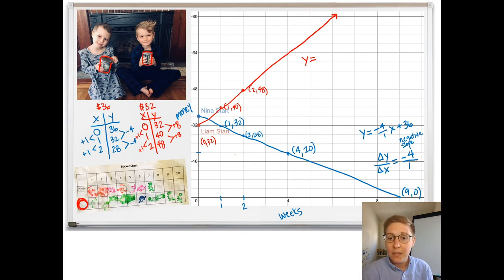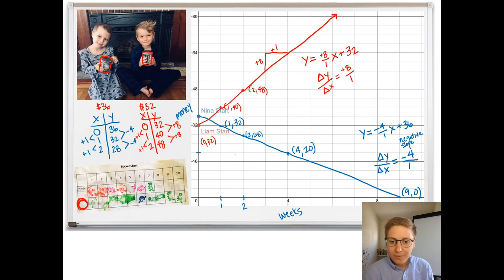He has a rate of plus $8 per week multiplied by the number of weeks, plus however much he started with. He started with 32. He has positive slope because his change in his amount of money over change in time was positive $8 per week. So he has a slope triangle that goes positive 8 over positive 1, $8 per 1 week.